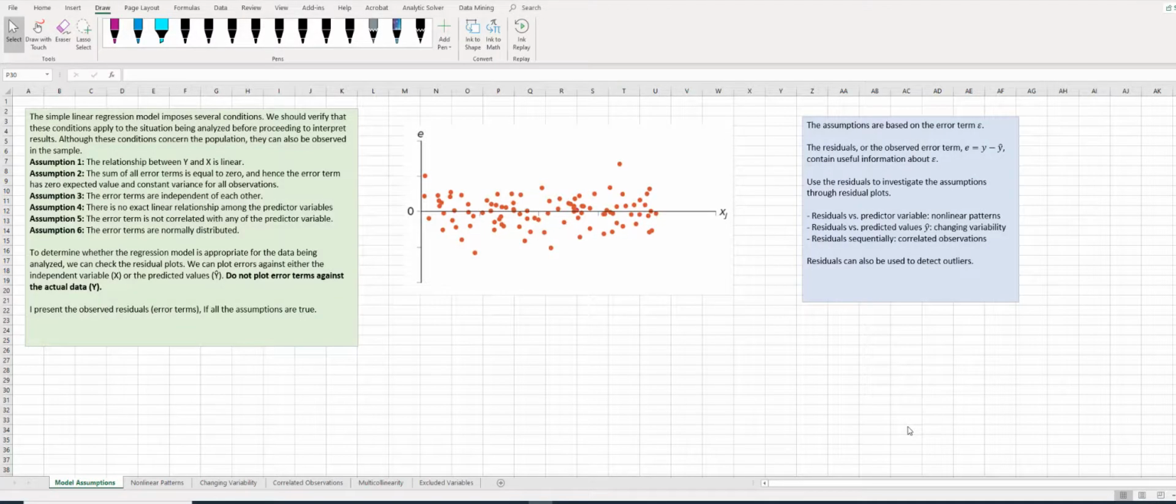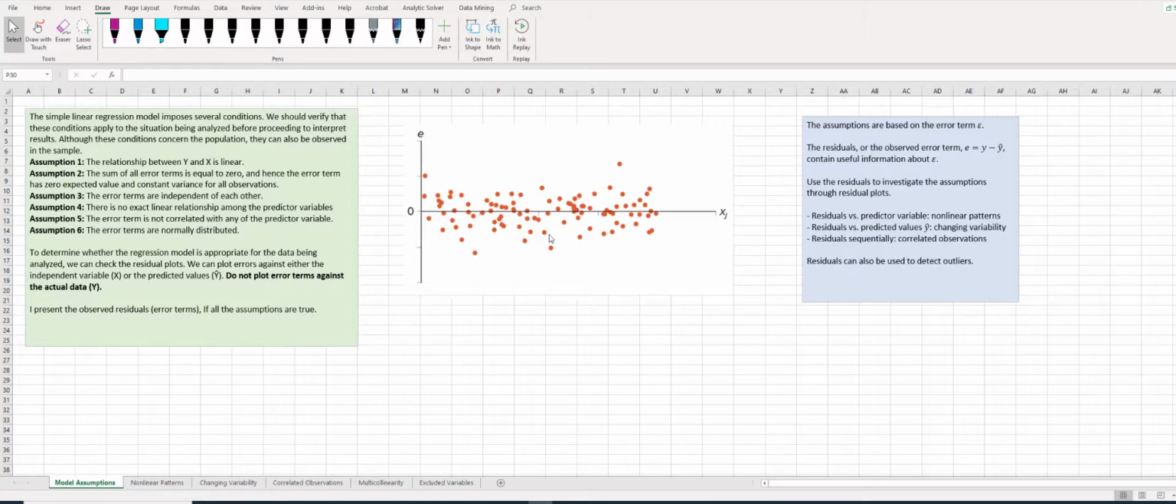So far, we have learned the estimation and the assessment of linear regression models. It is important to understand the assumptions of the linear regression model. The simple linear regression model imposes several conditions. We should verify that these conditions apply to the situation being analyzed before proceeding to interpret results. Although these conditions concern the population, they can also be observed in the sample.